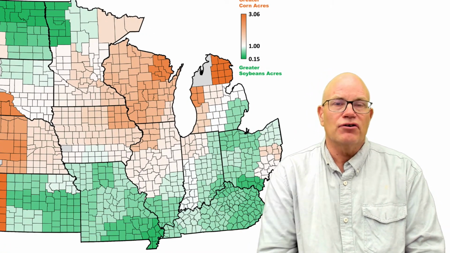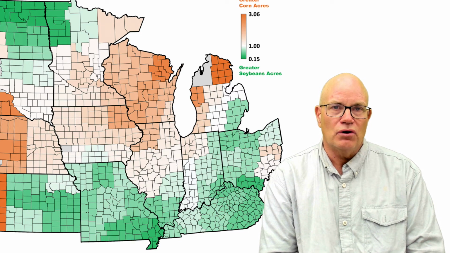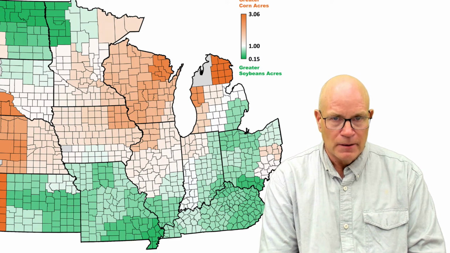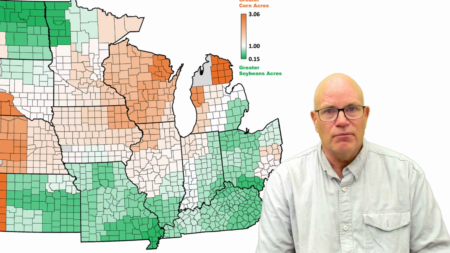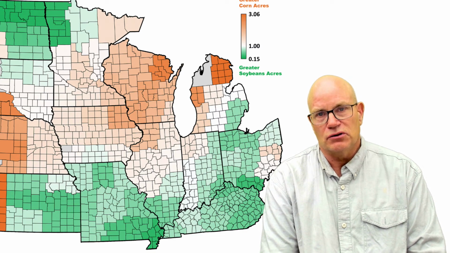And then you go further south into southern Illinois, Kansas, over into Ohio and Indiana, and you see more soybeans than corn. This is just general information, but it does show you how those rotations vary across the region.